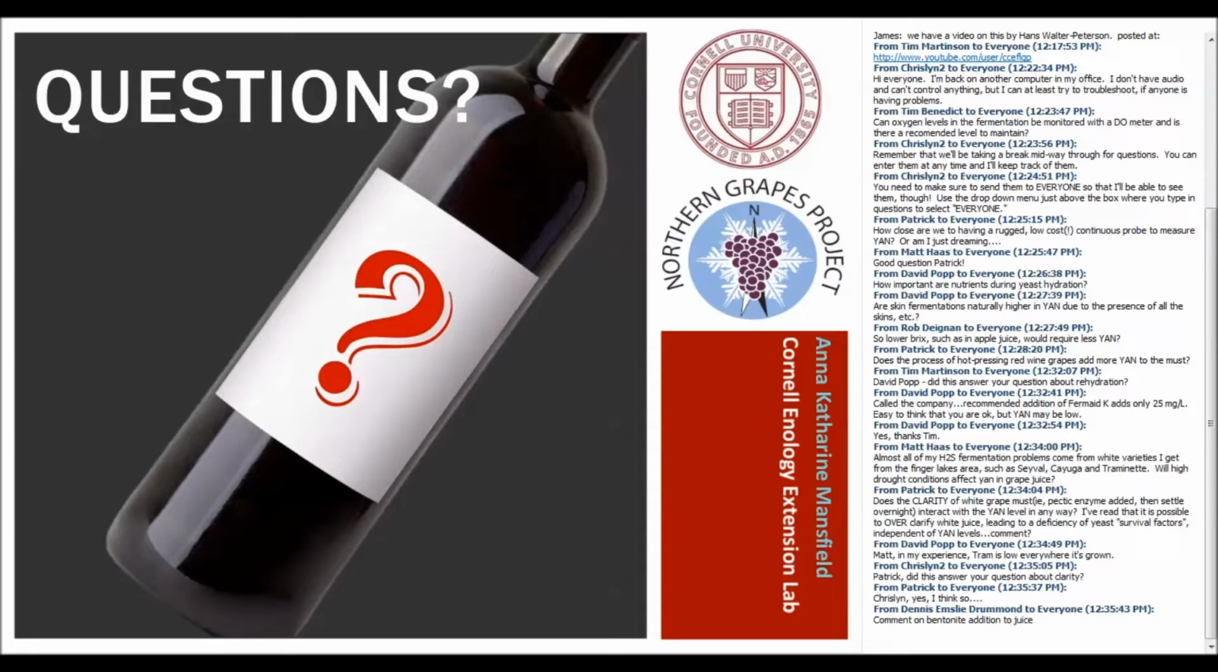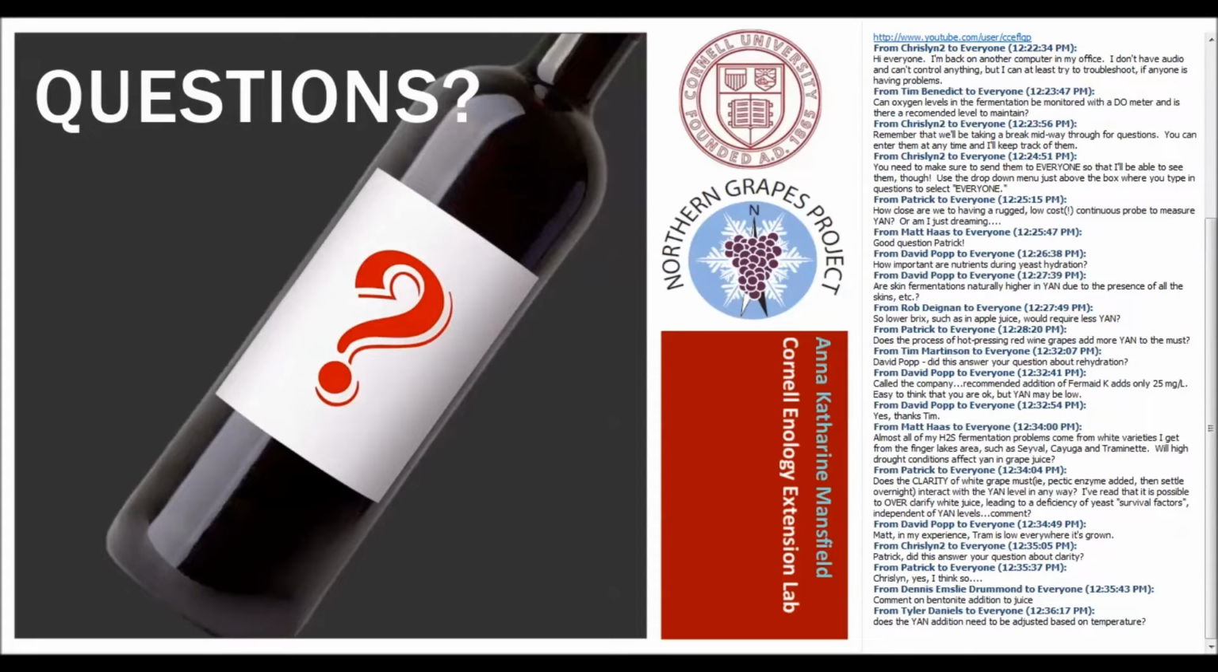Patrick asks, how close are we to having a rugged, low-cost, continuous probe to measure YAN, or am I just dreaming? The answer is yes, you are just dreaming at this point. The best way to measure YAN, I'll talk about it in the second half, but there is really no probe. There's a nice probe for ammonia, but that does not measure PAN, just the ammonia, and you usually need to know both of those. In fact, PAN is often the determining factor. So we'll talk about the ways we can measure it, and I'm sorry to burst your bubble there.